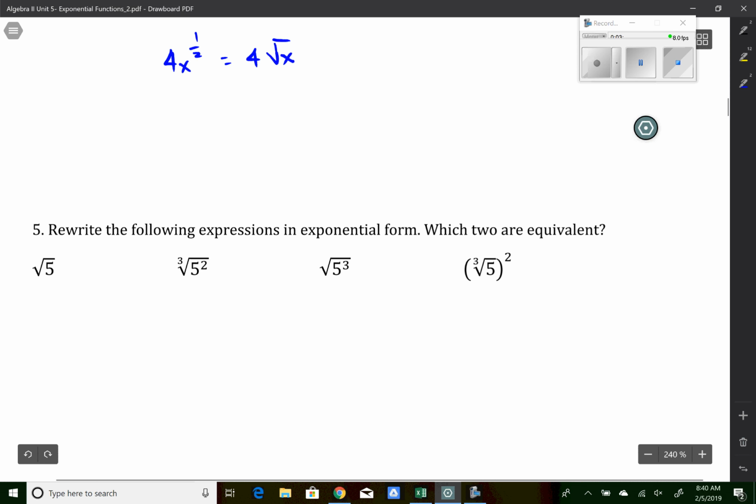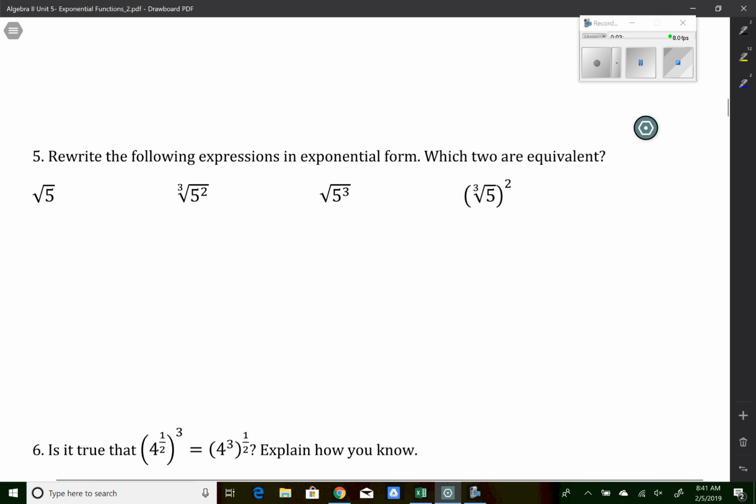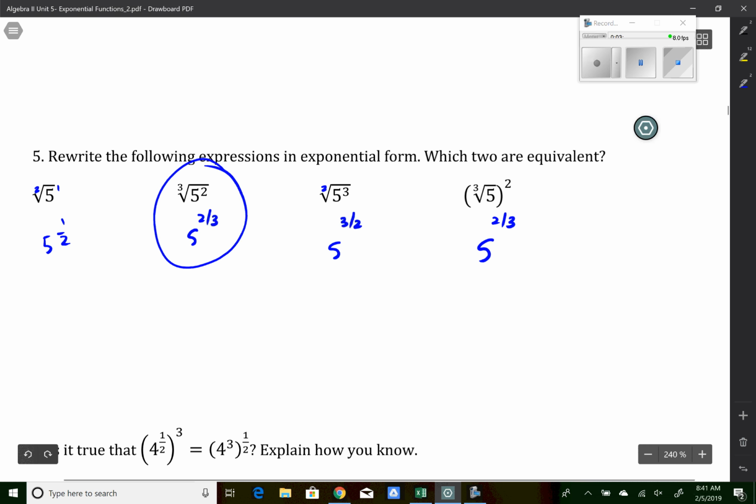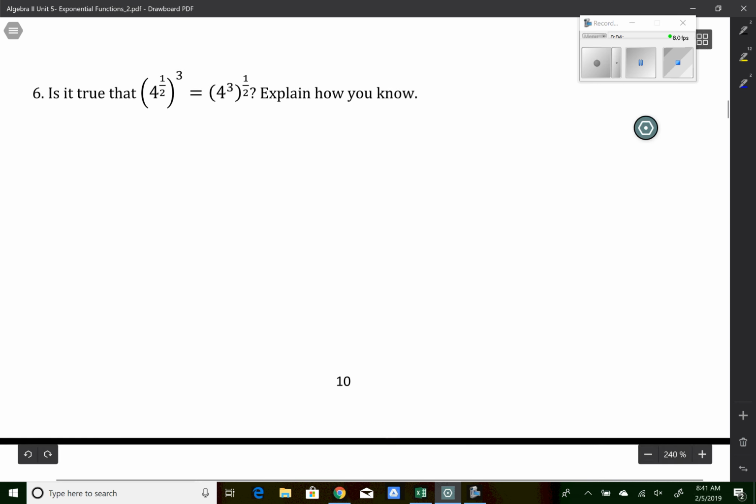Number 5 says rewrite the following expressions in exponential form, which two are equivalent to each other. So this has a 2 in here, even though it's not written, and an exponent of 1. So this would be 5 to the 1/2 power. This would be 5 to the 2/3 power using the rule of exponent over root. There's a little 2 in here. So this would be 5 to the 3/2 power, right? Remember, exponent over root. And this last one would be 5 to the 2/3 power. So we could say the second one and the 4th one are equivalent to each other. We can even check that in the calculator.